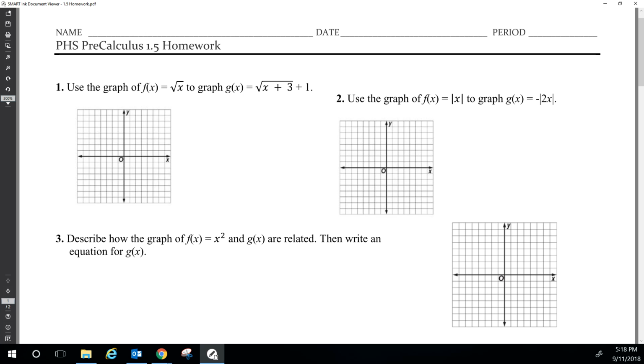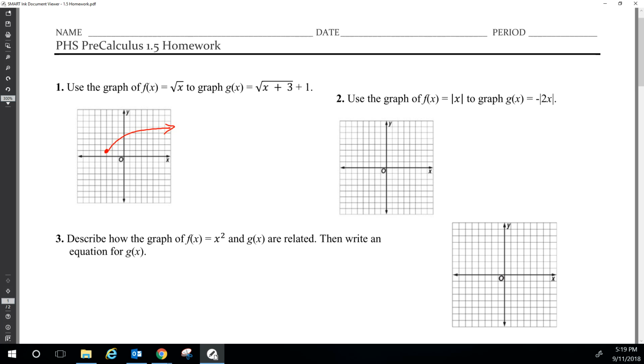So for number 1, it says use the graph of the square root parent function to graph this one that was shifted. Inside the square root is where our horizontal shift is happening. We do the opposite of what it says. It says add 3, instead we're going to go to the left 3. And then it says add 1 vertically because that's outside the square root. So to the left 3, up 1. That's going to be the start. And then it's the square root parent function. So it looks something like that. That might be a little big, but you get the idea.